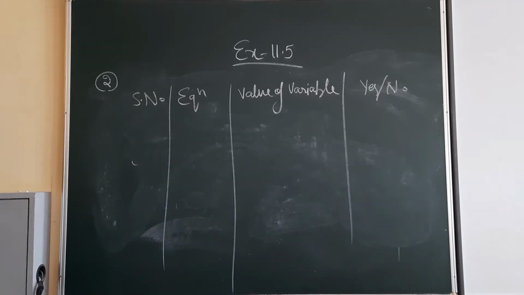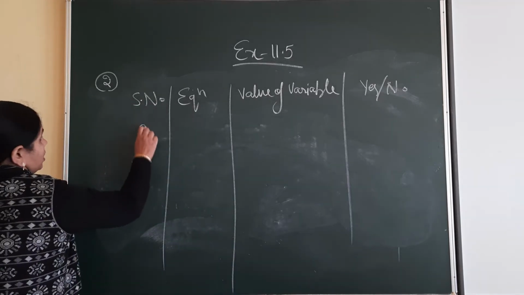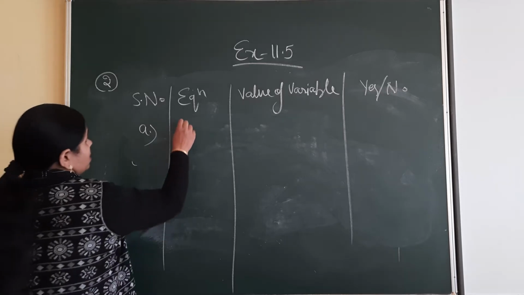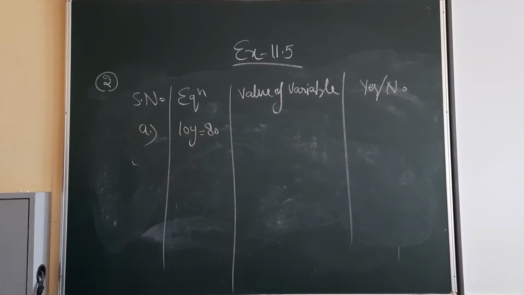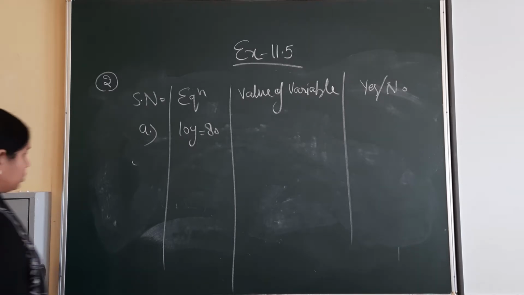Now how you will complete this question? This is serial number, so write here A. Equation is given 10y is equal to 18. Value of variable is given in first equation, y is equal to 10.